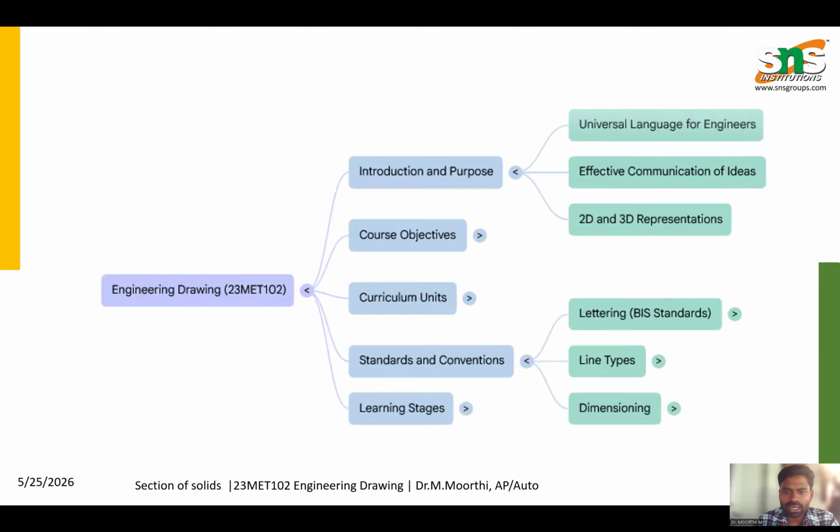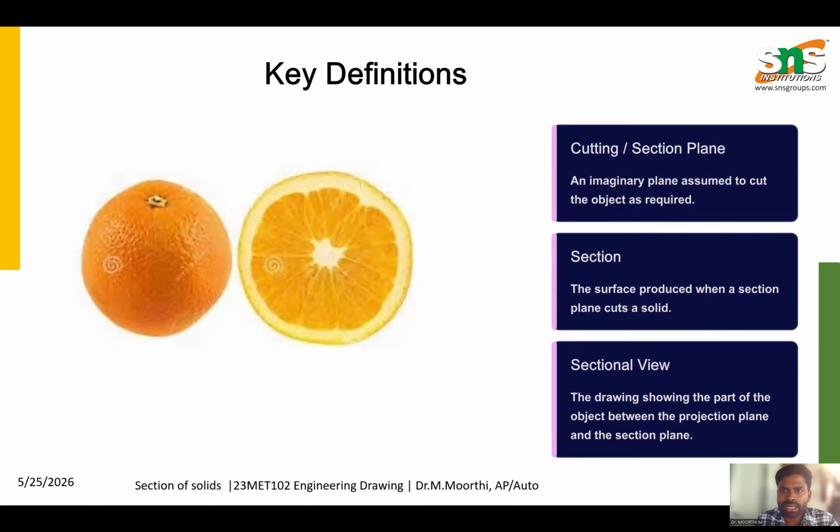We have already discussed the projection of solids. In that, we projected a solid in a three-dimensional way, and we drew the front view and top view based on the given conditions with respect to the horizontal plane and vertical plane. And here we are going to discuss the section of solids.